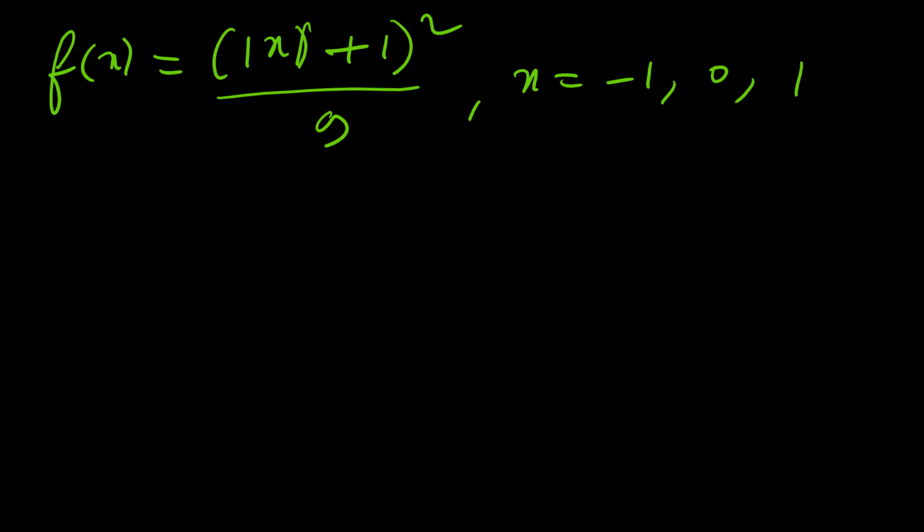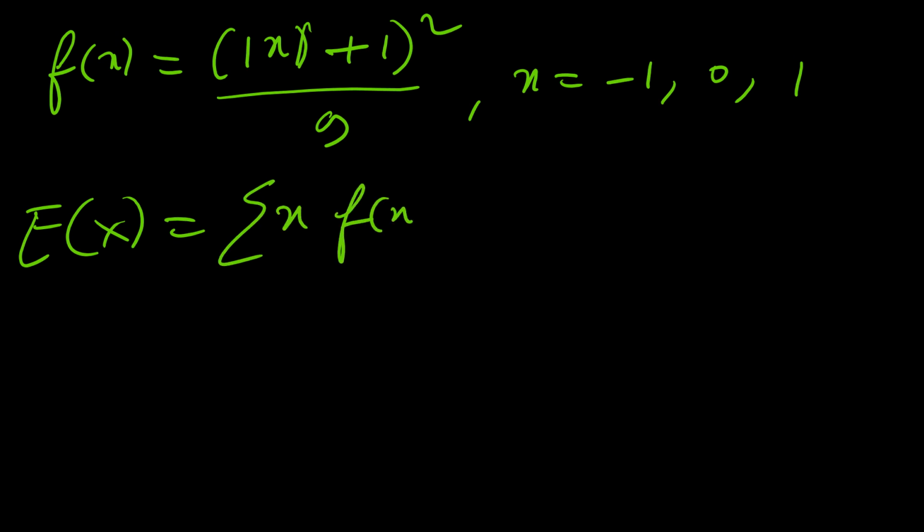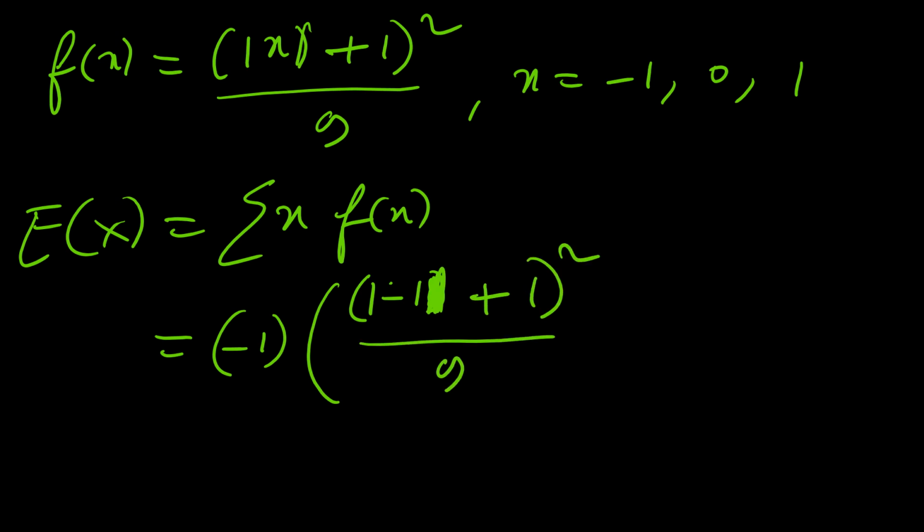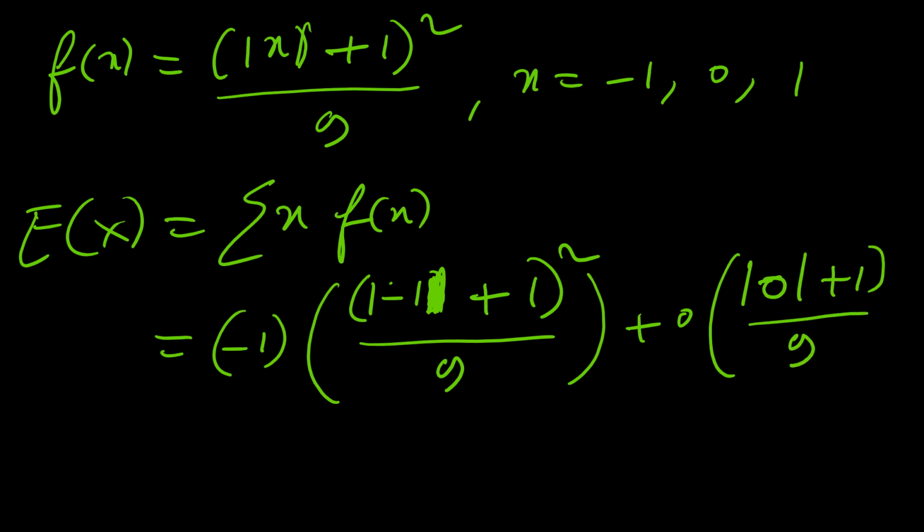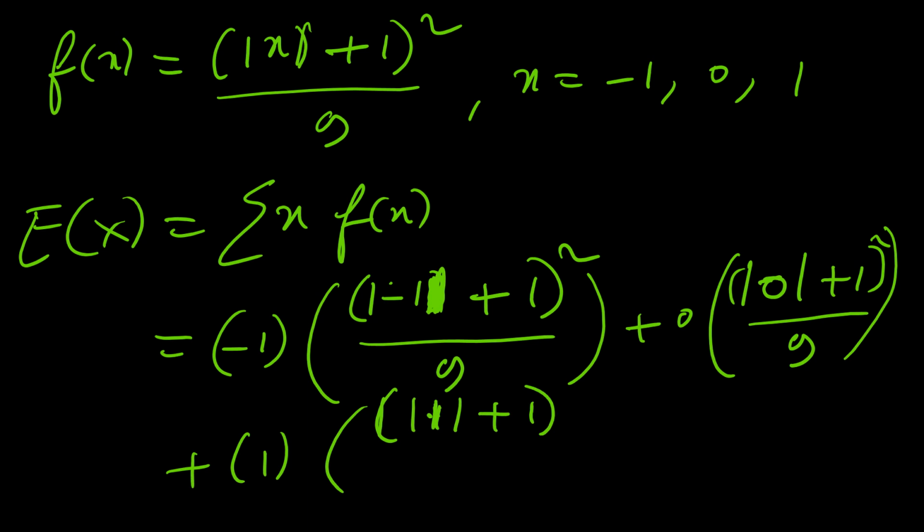So again, we understand the principle already. The expectation of X is just going to be the summation of x f of x. So this is going to be -1 times the absolute value of -1 plus 1, squared, over 9, then plus 0 times 0 plus 1, squared, divided by 9. Then plus the last term, again, we have 1 times the absolute value of 1 plus 1, squared, divided by 9.